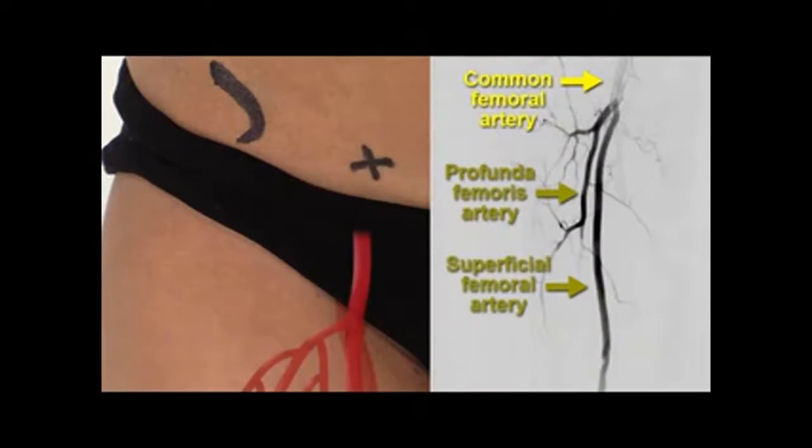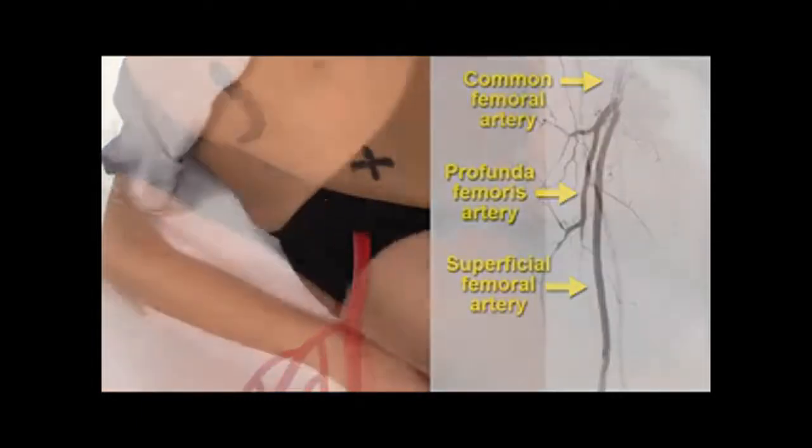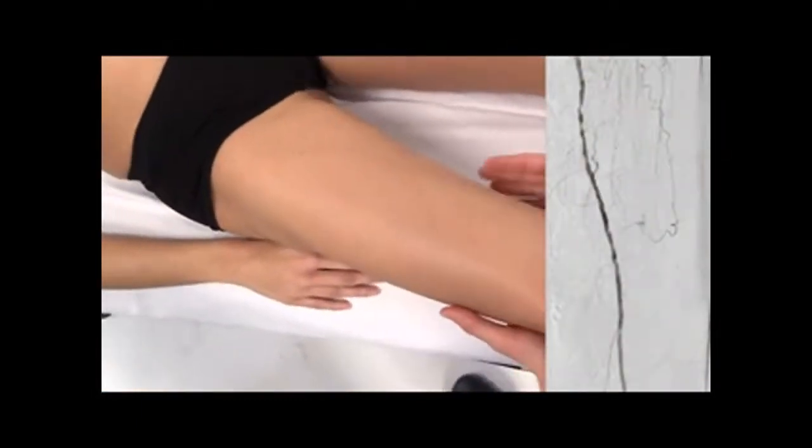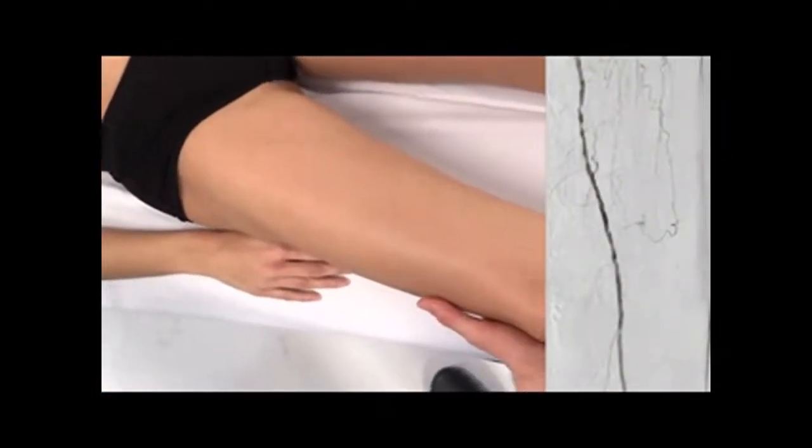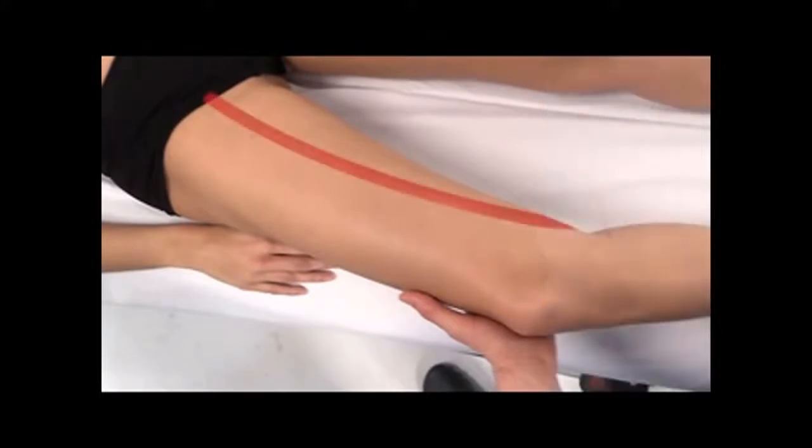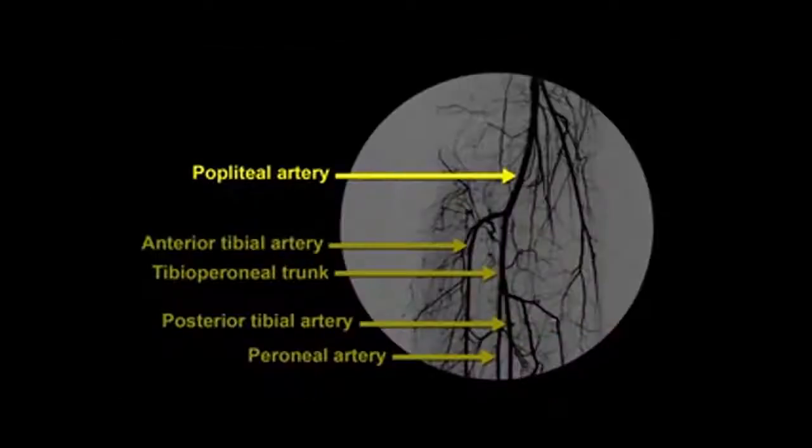Each common femoral artery divides to form the superficial femoral artery and the profunda femoris artery in the upper thigh. The superficial femoral artery travels through the anteromedial thigh and the subsartorial canal without branching and supplies the leg below the knee. At the level of the knee, the superficial femoral artery passes through the adductor hiatus and becomes the popliteal artery. Below the knee, the popliteal artery branches to the anterior tibial artery and the tibio-peroneal trunk.